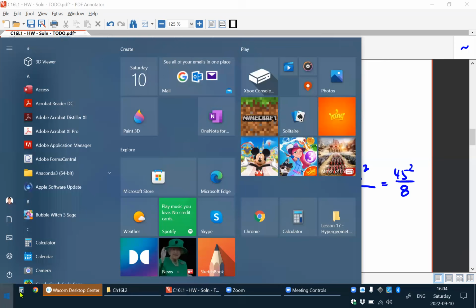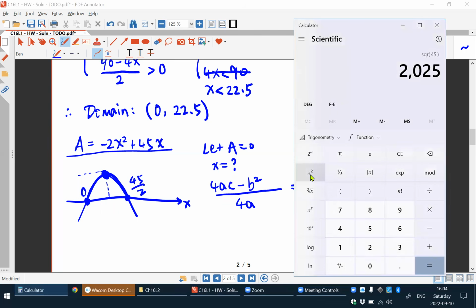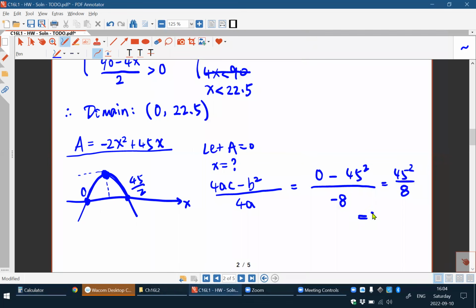Okay, let's calculate. 45 squared over 8, and that is 2025 over 8. Okay, therefore the range is from 0 to this number, right? Inclusive.